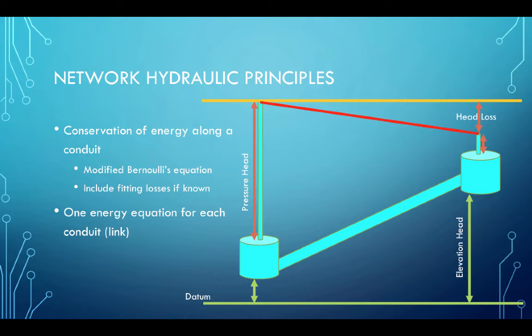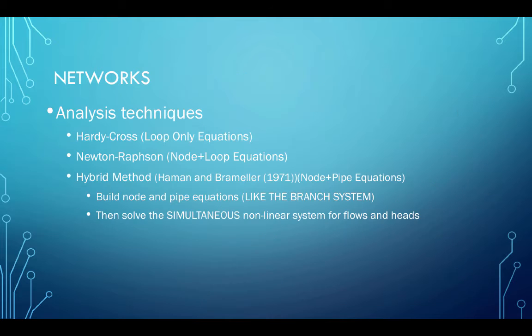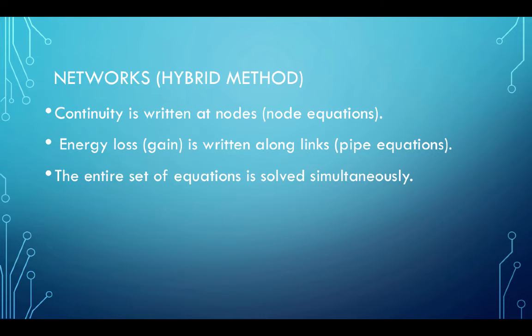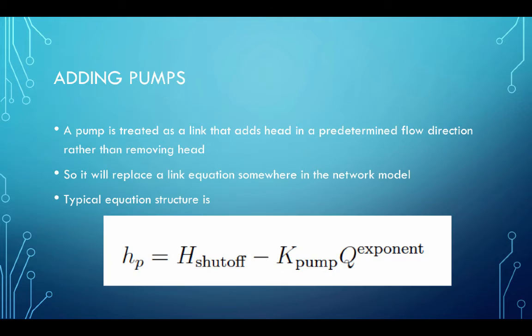We also apply conservation of energy or head loss along conduit using a modified Bernoulli's equation. It can include fitting losses if they're known, and there's one energy equation for each link. The analysis techniques are listed here: Hardy-Cross, Newton-Raphson, and the hybrid method, which is what we're using. In the hybrid method, continuity is written at nodes, energy loss or gain is written along lengths, and the gain is going to make sense in a second, and the entire set of equations is solved simultaneously.